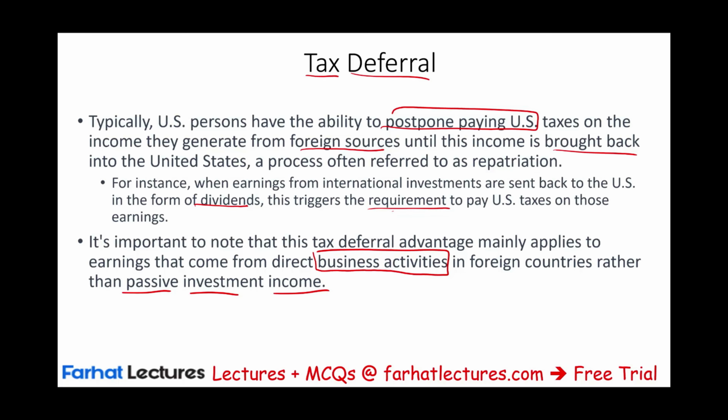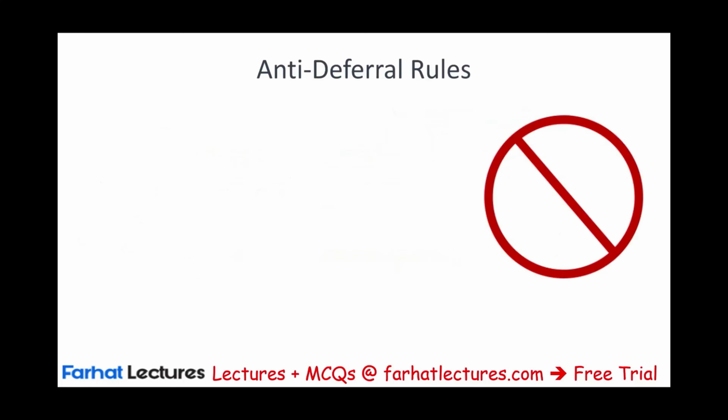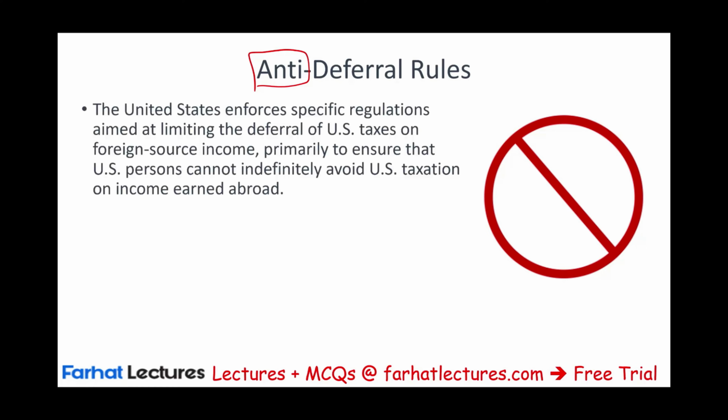When you have passive income, guess what? You have rules in the US that are going to tax you immediately. We have these called anti-deferral rules. Anti means the opposite. You cannot defer your income. So the US has specific regulations limiting the deferral of US taxes on foreign income that is passive, and they cannot defer it indefinitely to avoid paying taxes.